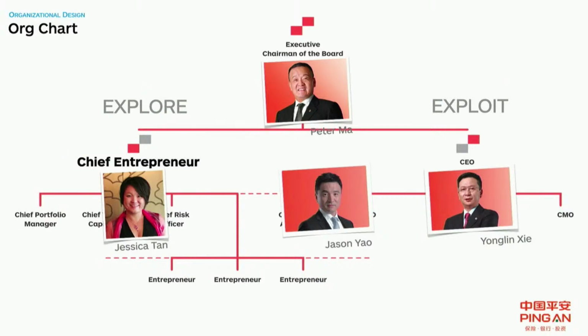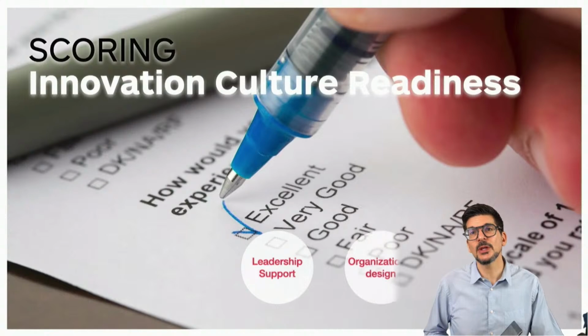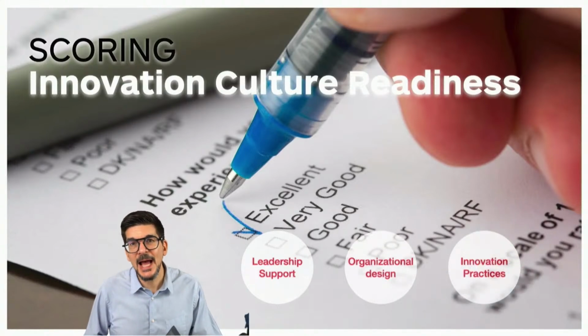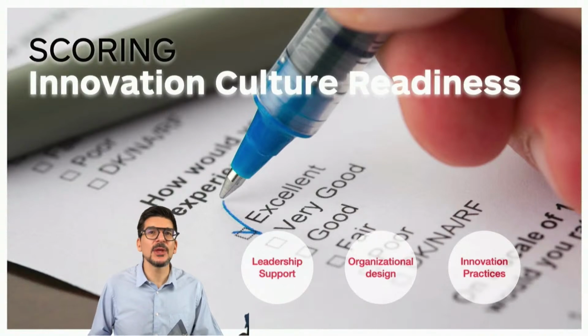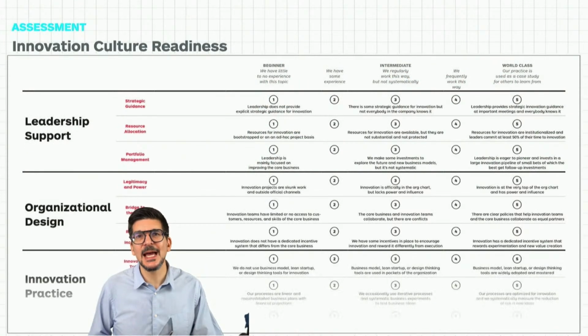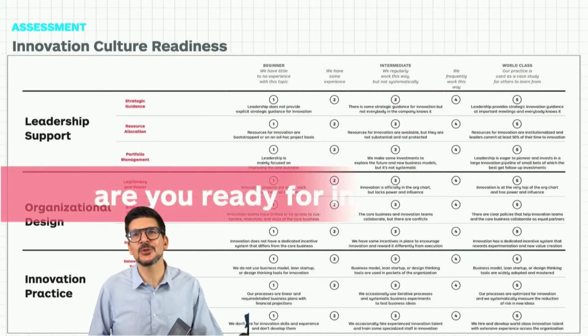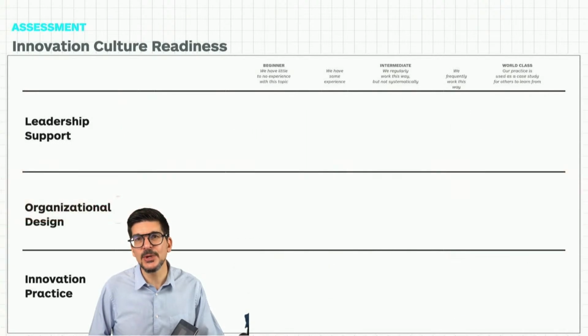Now, because we work with a lot of large companies, my company and I, Strategyzer and I, we understand what needs to happen to make innovation really work. There are 3 things: leadership support, organizational design, and innovation practices. And we have this scorecard, so you can download this on the internet. It's called Innovation Culture Readiness. But I'm going to simplify this for you, so you don't have to go through this entire scorecard. You just have to ask 3 questions.